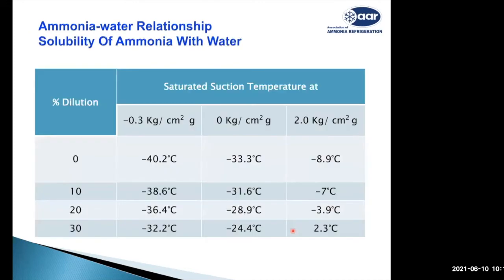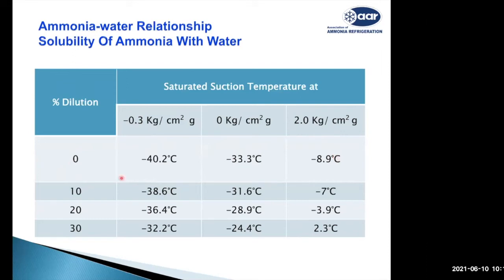Now what happens is when there is water in ammonia. So when I'm talking about, say, a pressure of minus 0.3 kg gauge pressure, 0% dilution, that is 99.95% pure ammonia, I will get minus 40 degree evaporating. If my ammonia pressure is 0 kg, I will get minus 33. If I'm at plus 2 kg pressure, I'm getting about minus 9 degree.